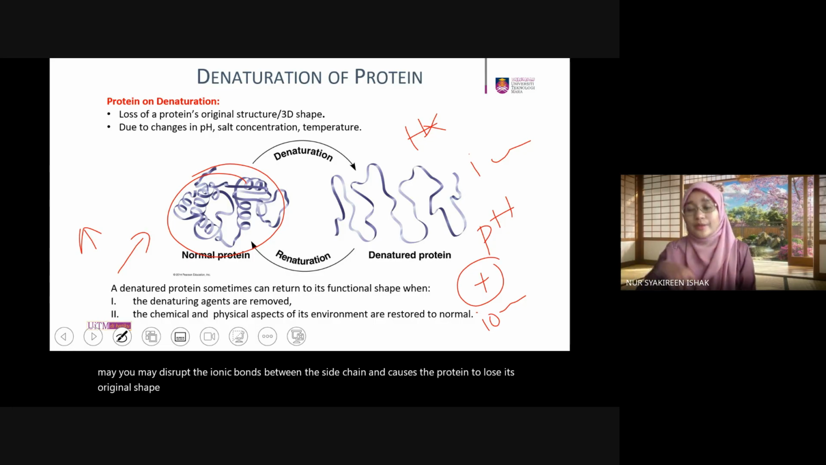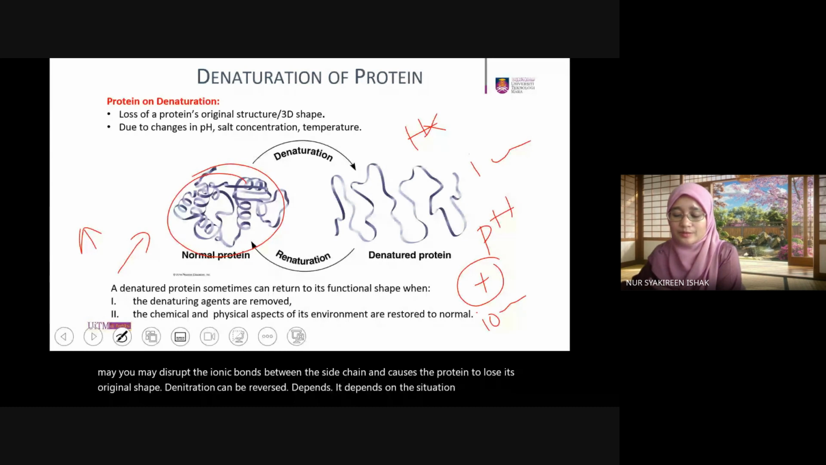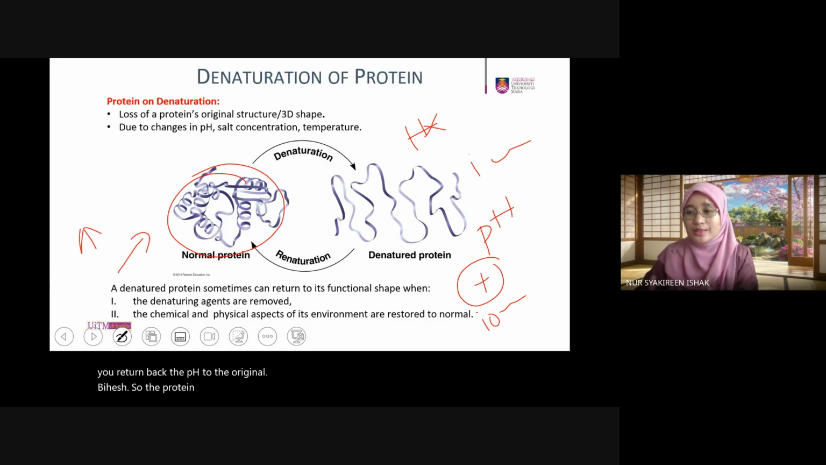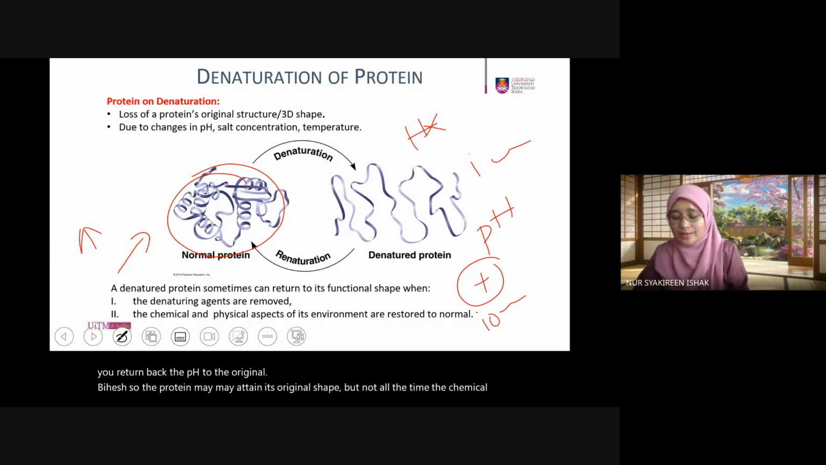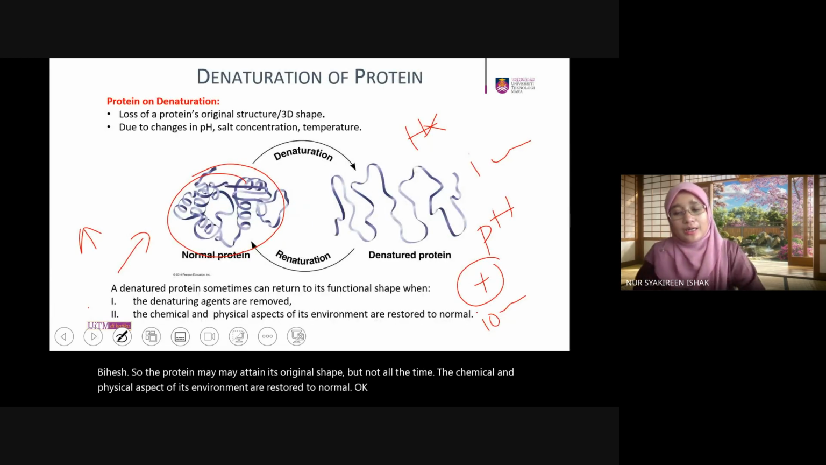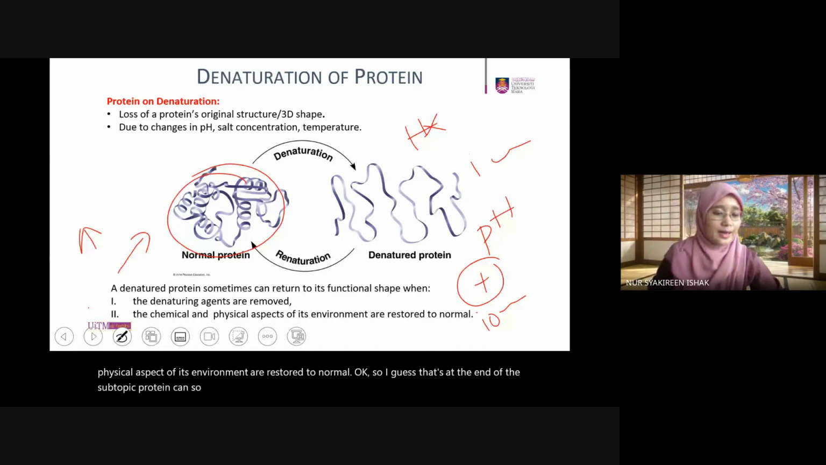Denaturation can be reversed, it depends on the situation. Denatured protein sometimes can return to its functional shape when the denaturing agent is removed. If you return the pH to the original pH, the protein may attain its original shape, but not all the time, when the chemical and physical aspects of its environment are restored to normal. So I guess that's the end of the subtopic protein. If you have questions, you can ask.